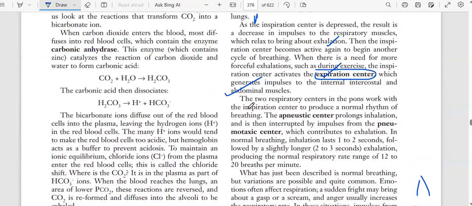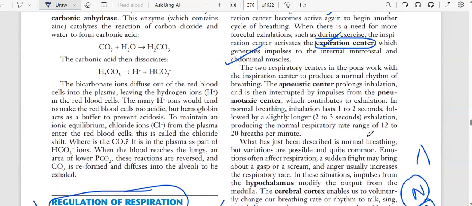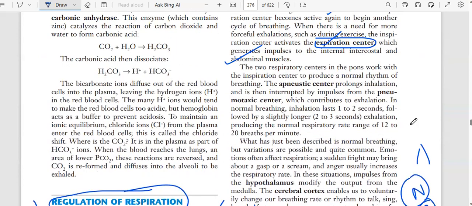Next, what will happen? The two respiratory centers in the pons work with the inspiration center to produce a normal rhythm of breathing. The apneustic center prolongs inhalation and is then interrupted by impulses from the pneumotaxic center, which contributes to inhalation. In normal breathing, inhalation lasts 1 to 2 seconds, followed by a slightly longer 2 to 3 second exhalation, producing the normal respiratory rate of 12 to 20 breaths per minute.